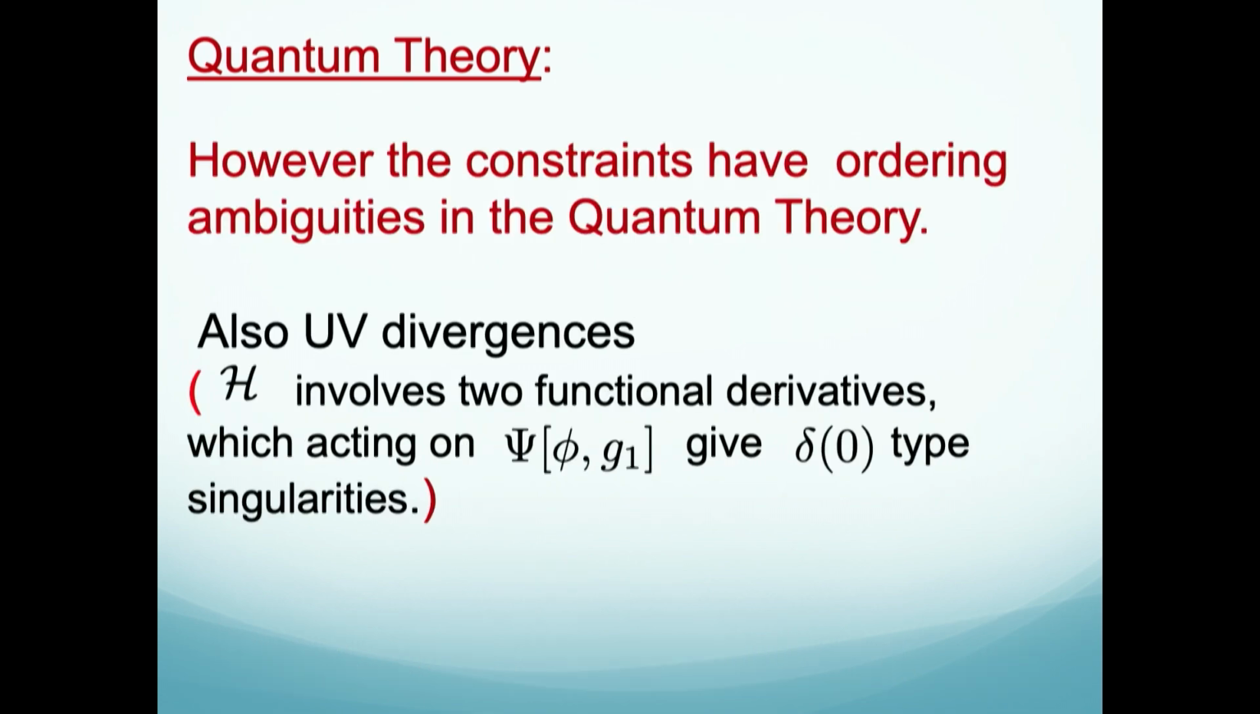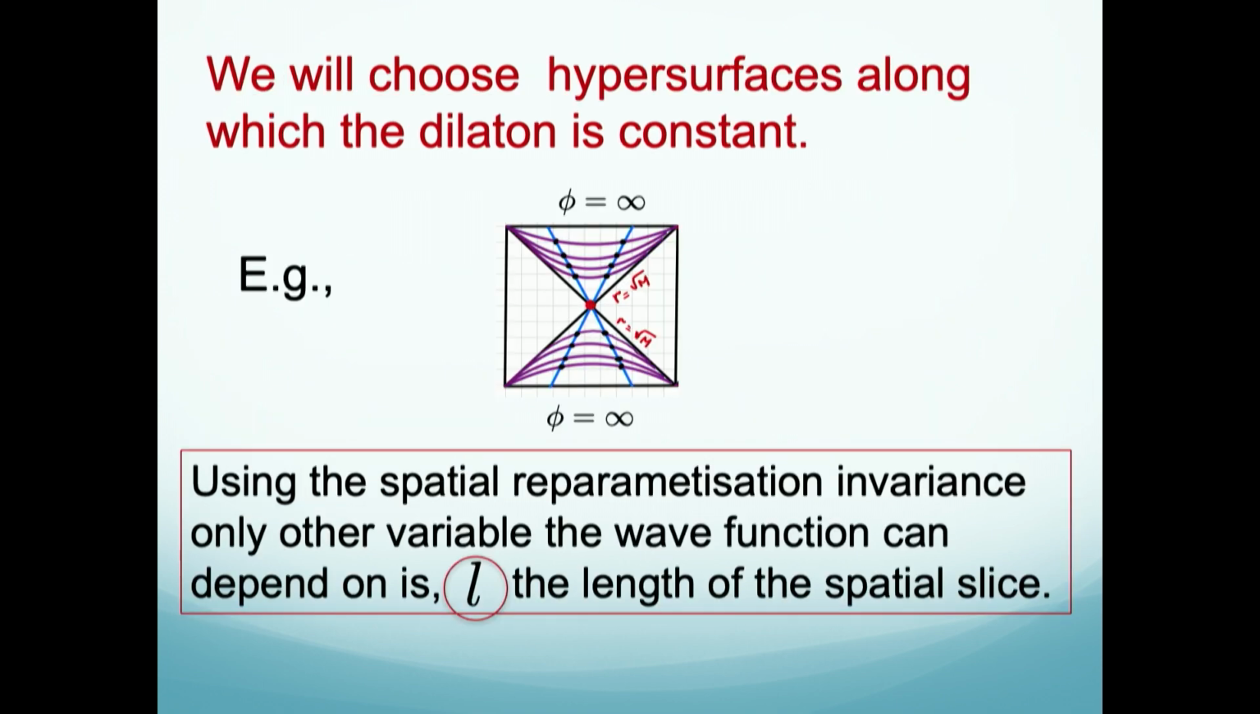However, this is not trivial because the constraints are well known to have ambiguities in the quantum theory. They have ordering ambiguities, but in addition, the Hamiltonian constraint, which involves two functional derivatives, also has ultraviolet divergences. Of course, these are much more tame in 2 dimensions, but they are still present. And so you have to make sense of all these ambiguities before you can find what the physical states are in the theory. Now, how do we proceed?